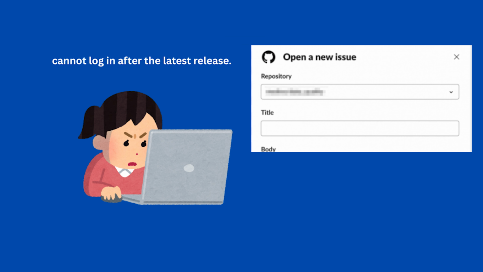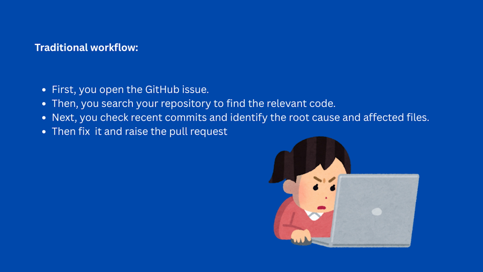Let's look at another example. Suppose a teammate opens a GitHub issue saying that users cannot log in after the latest release. In the traditional workflow, first you open the GitHub issue, then you search your repository to find the relevant code. Next, you check recent commits and identify the root cause and affected files. Then fix it and raise the pull request.